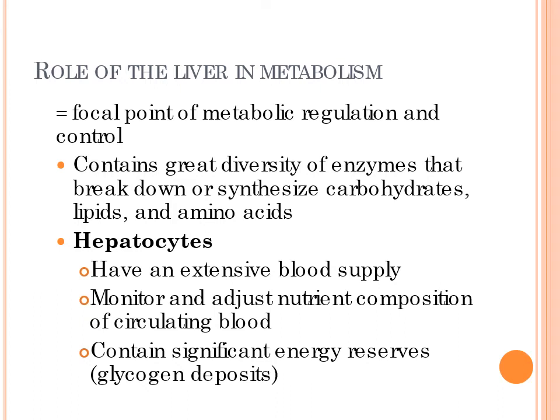The liver is the focal point of regulation of our metabolism. It contains a lot of enzymes that can break down or synthesize carbohydrates, lipids, and amino acids. Our main liver cells are the hepatocytes, which we learned about last week when we did the digestive system. They have an extensive blood supply. They're always monitoring our blood and adjusting our nutrient composition as needed. And they contain specific energy reserves in the form of glycogen. So the liver contains a lot of glycogen, and it can break that glycogen down as needed.